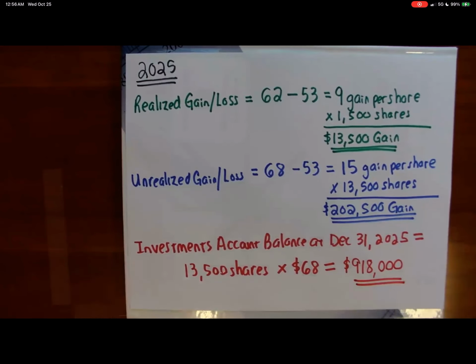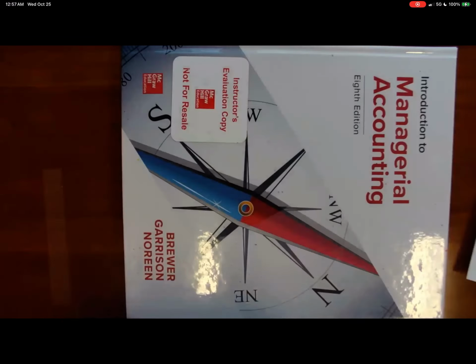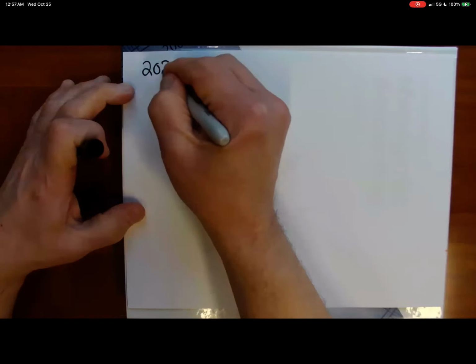All right, that is outstanding work. Any questions on his calculations? Can we get just a little bit more practice? Just a little more practice. Let's do those same three calculations one more time for the third year. Let's do 2026.